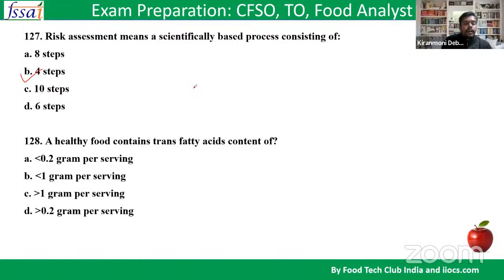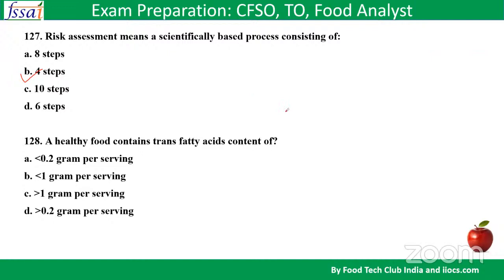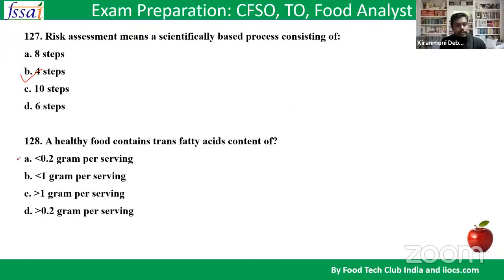Okay. A healthy food contains trans fatty acids content of less than 0.2 gram per serving, less than 1 gram per serving, greater than 1 gram per serving, greater than 0.2 gram per serving. Which is the right one? Less than 0.2 gram per serving.